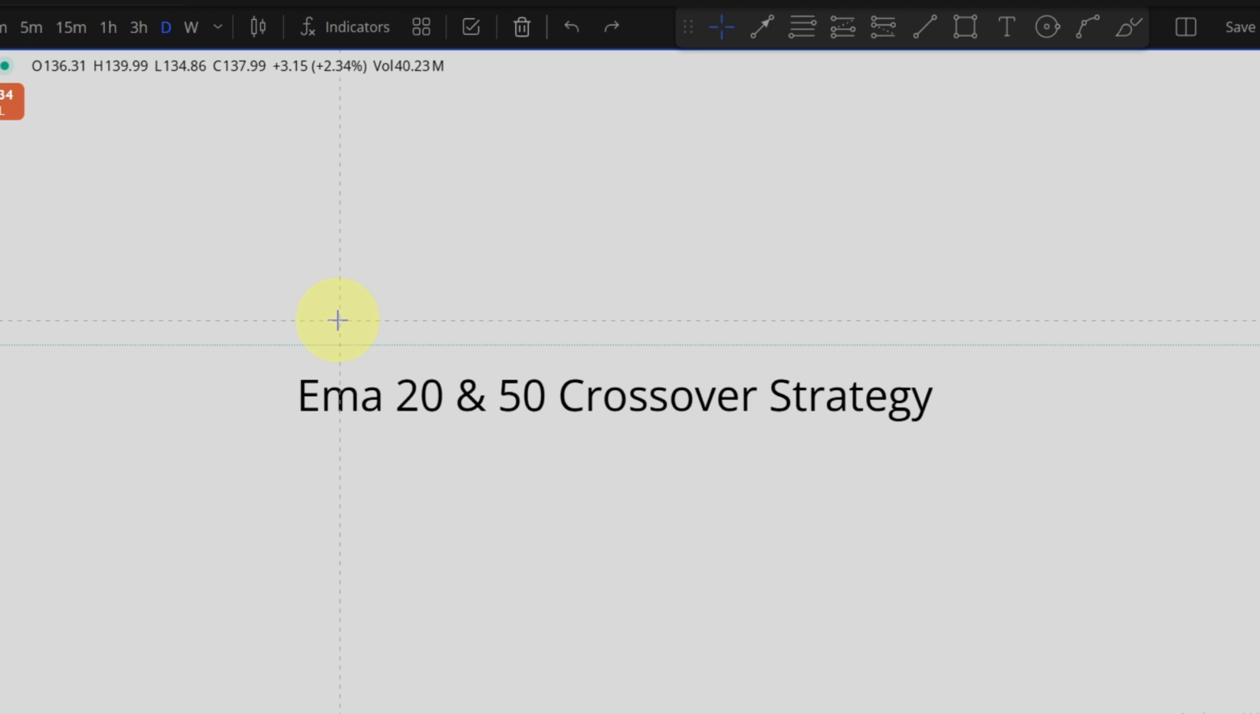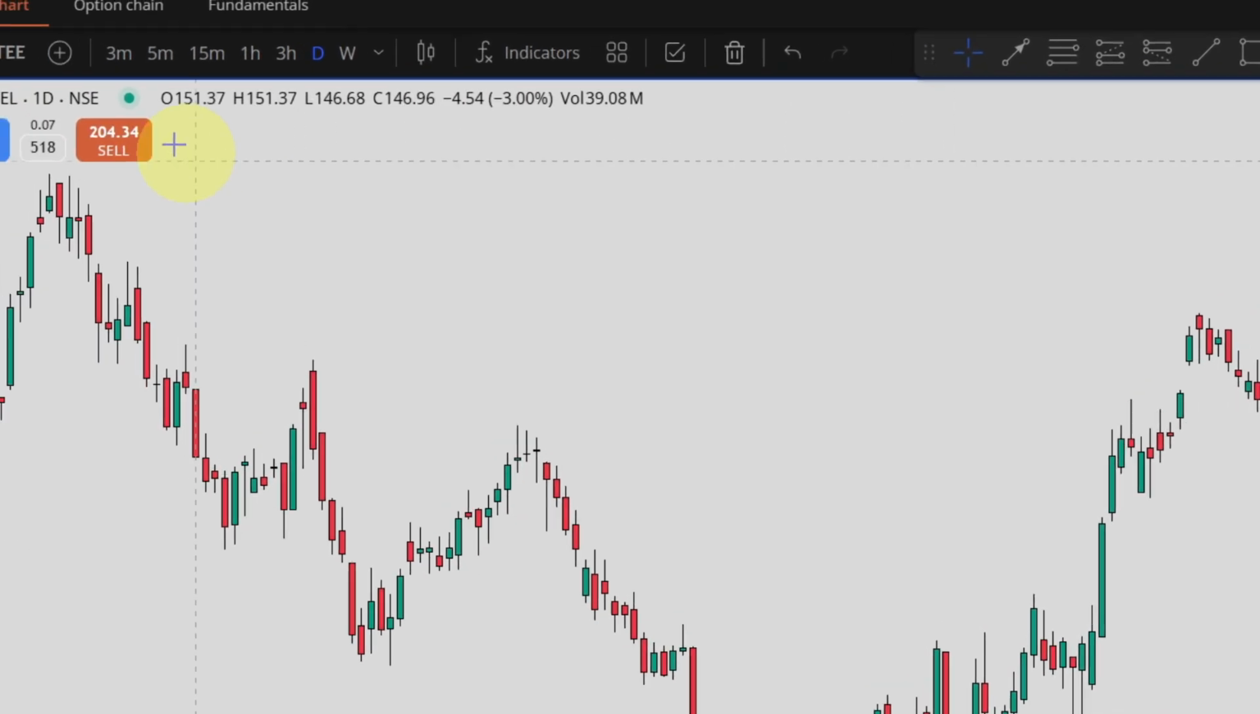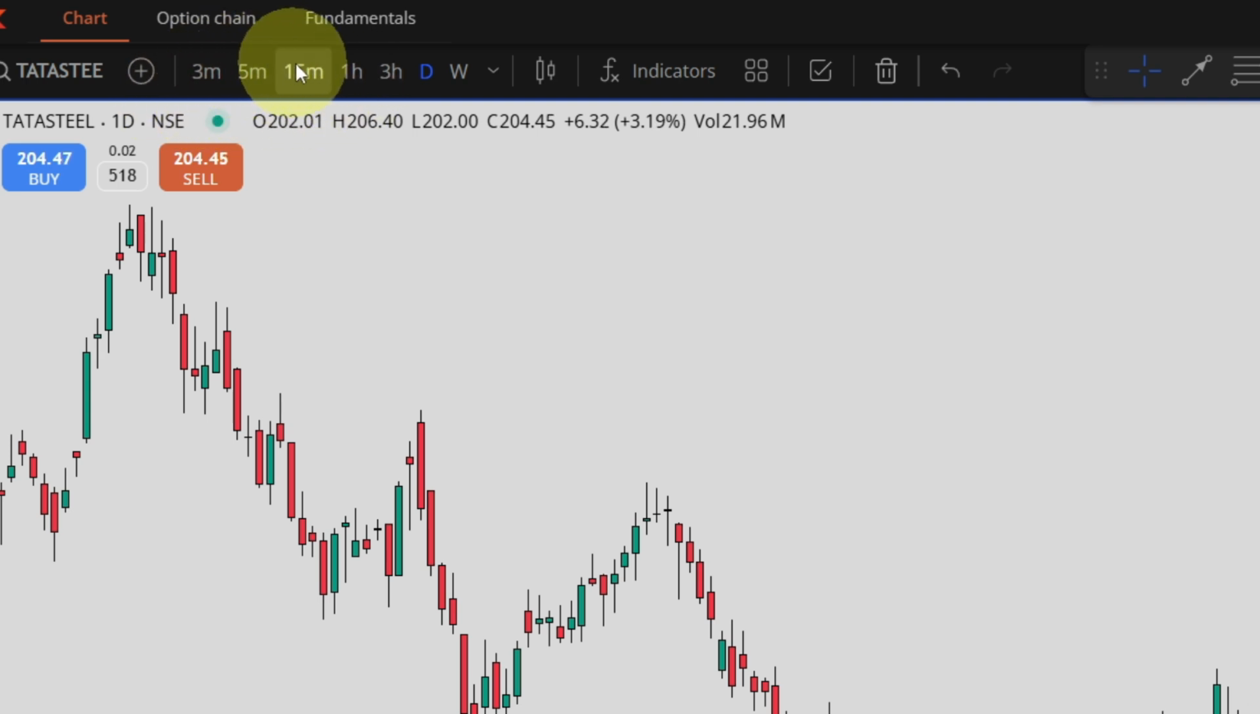Today we are going to learn a simple yet very powerful strategy on EMA 20 and 50. First of all, we have to go to our trading platform, and from here we have to open any of our favorite chart, whether it is a stock, crypto, option or future. Just open it. After that, we have to go here and choose our desired time frame.